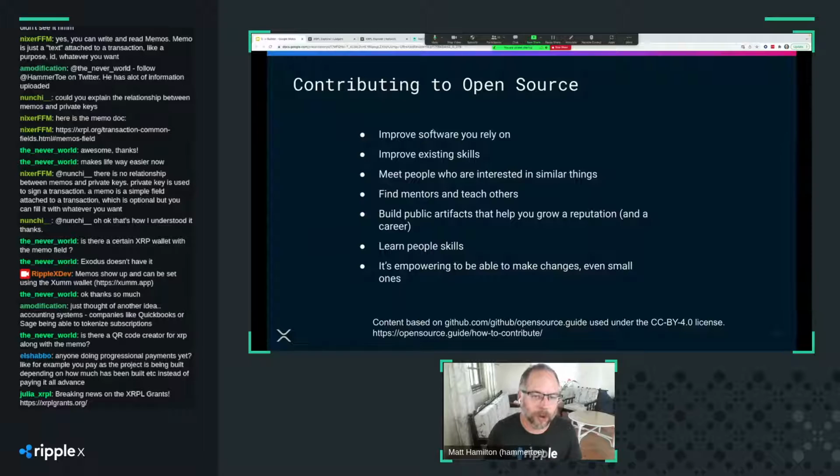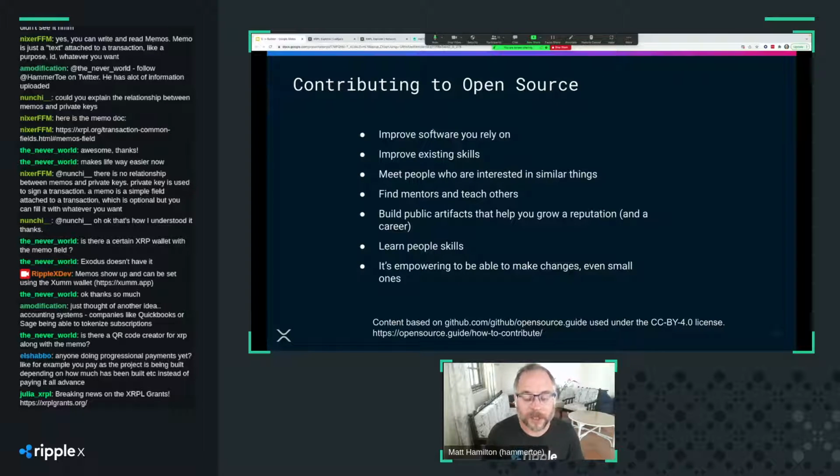If you look at the reasons for contributing to open source software and what you get with it, you're improving the software that you rely on. If you're using the XRP Ledger, if there's a bug or something you need fixed, then you can go in and fix it, right? You are improving it for other people as well. You're improving your existing skills. You can hone your programming skills, you can learn a new programming skill. Like I said, there's ways to interact with the XRP Ledger in Python, JavaScript, Java. There's people working on Rust, Go. So if you want to learn a new language, maybe one way to do it is to contribute to one of the libraries or some of the code that uses the libraries in that particular language.